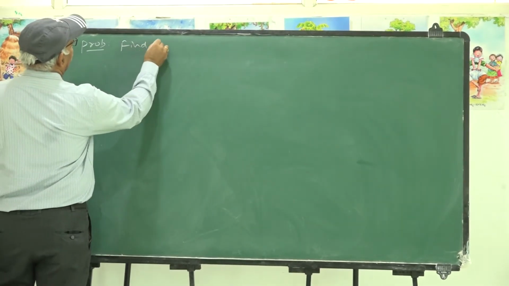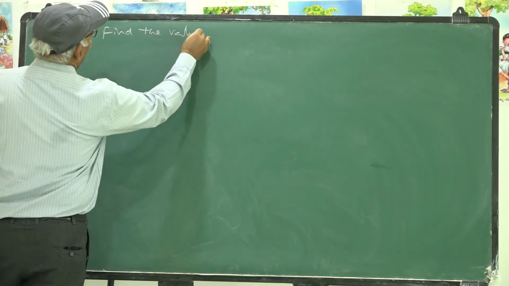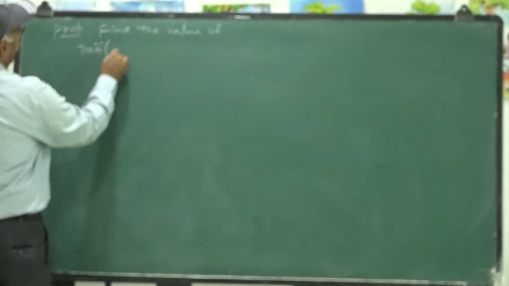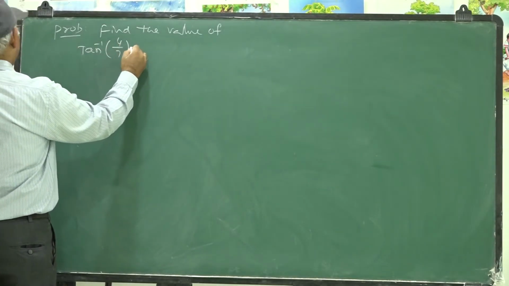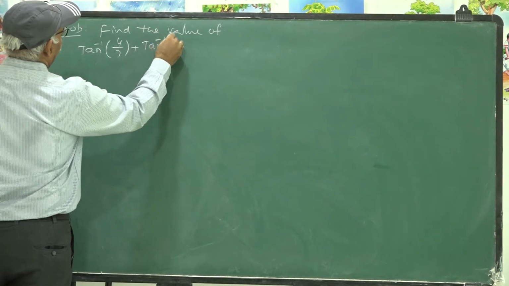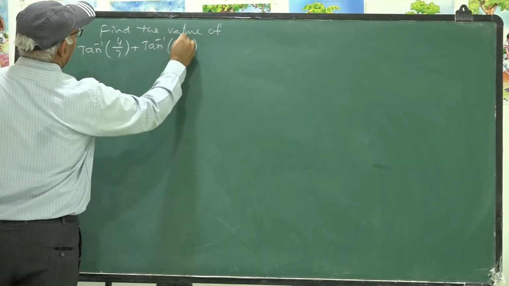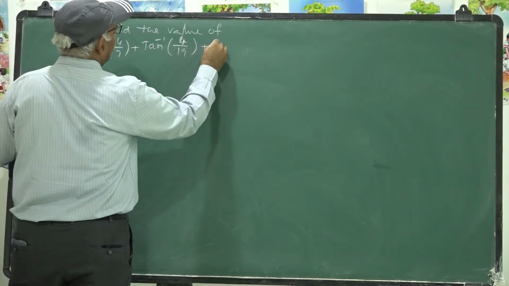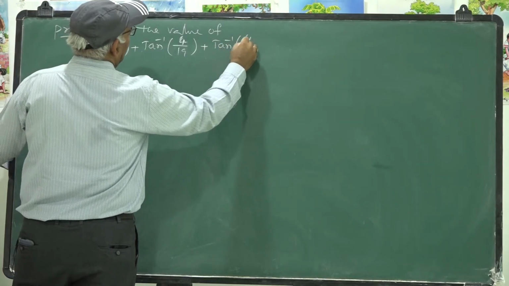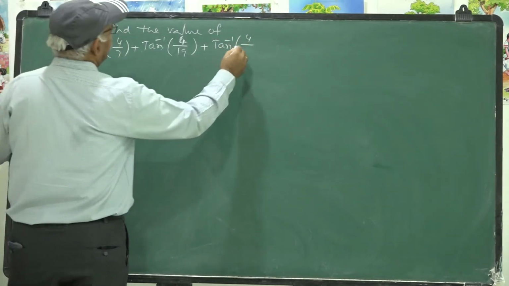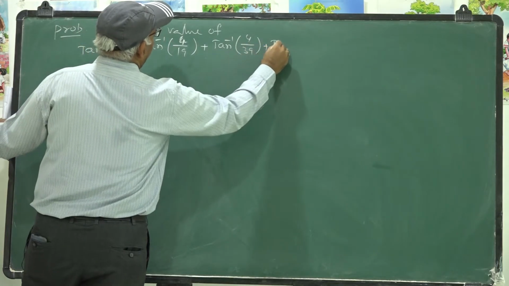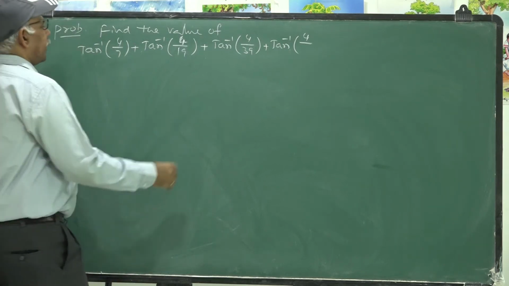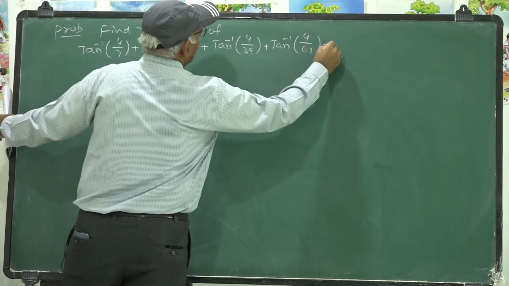Find the value of tan inverse of 4 by 7 plus tan inverse of 4 by 19 plus tan inverse of 4 by 39 plus tan inverse of 4 by 67 and so on up to infinity.